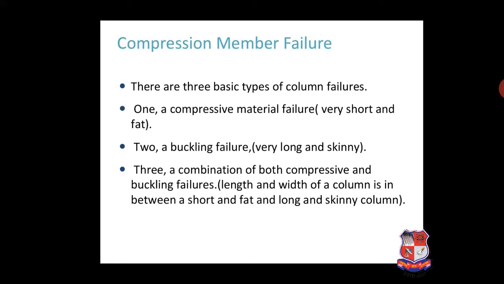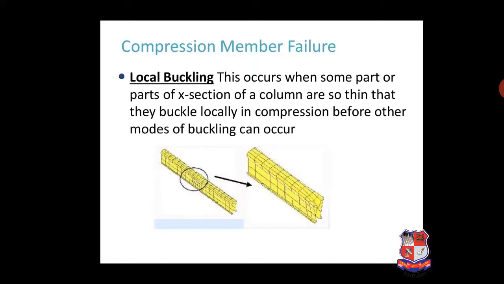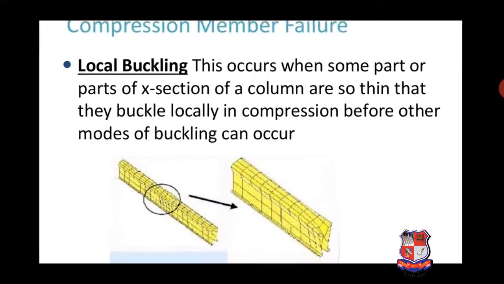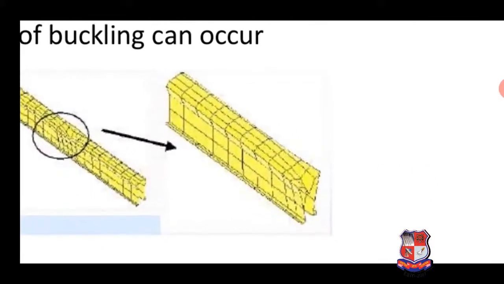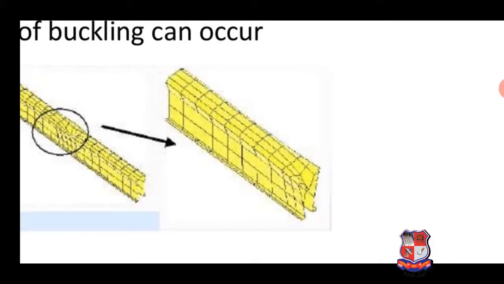Now what is local buckling failure? Start with the first failure of buckling of compression, local buckling. This occurs when some part of the cross section of the column is so thin that it buckles locally in compression before another mode of failure can occur. So failure by local buckling occurs in one or more individual plate elements. You can see in the figure, it can affect the flange or web also, with an overall deflection normal to the applied load. You can see the failure, either in a flange or in a web of the column.